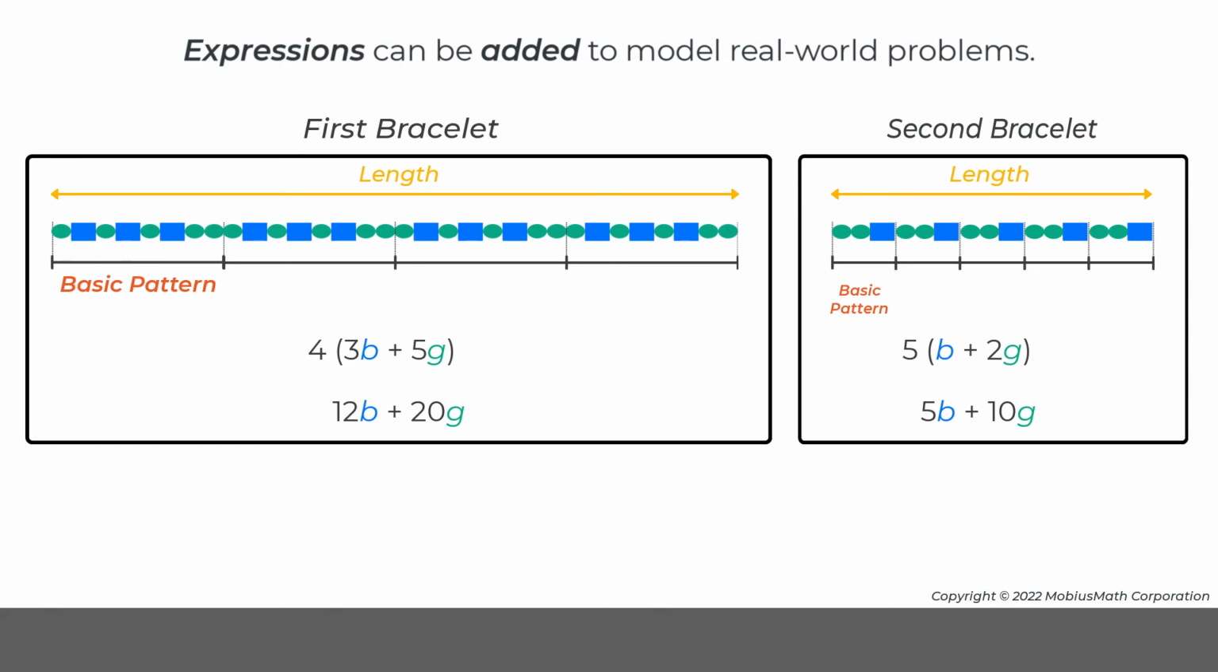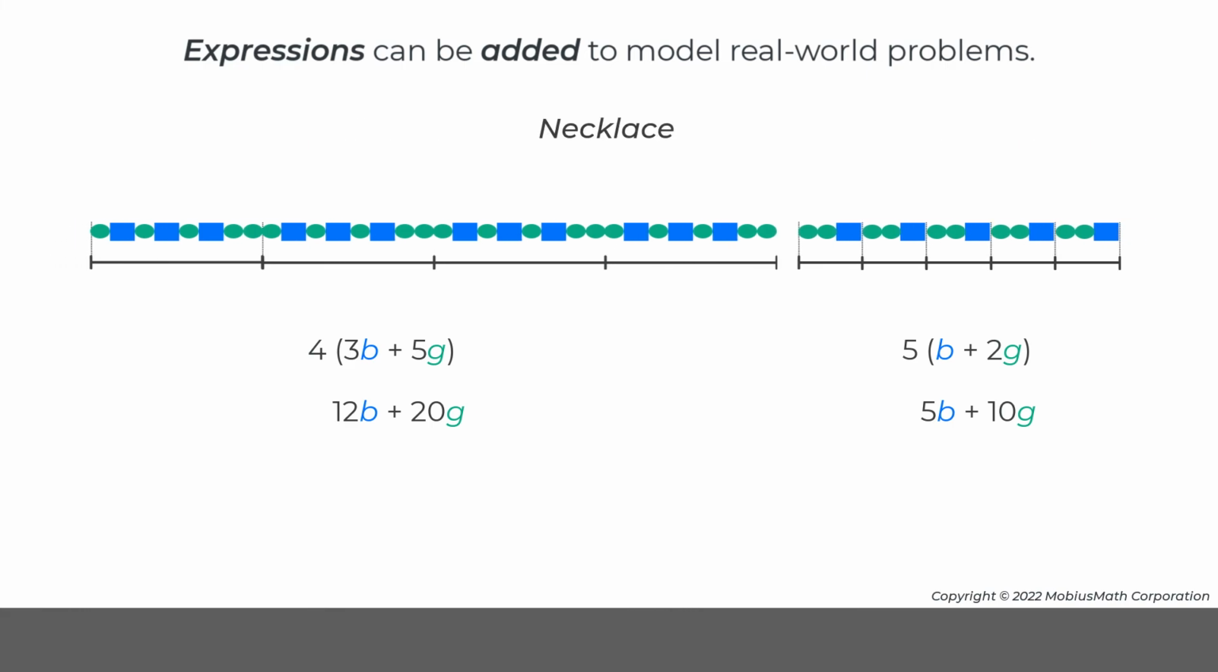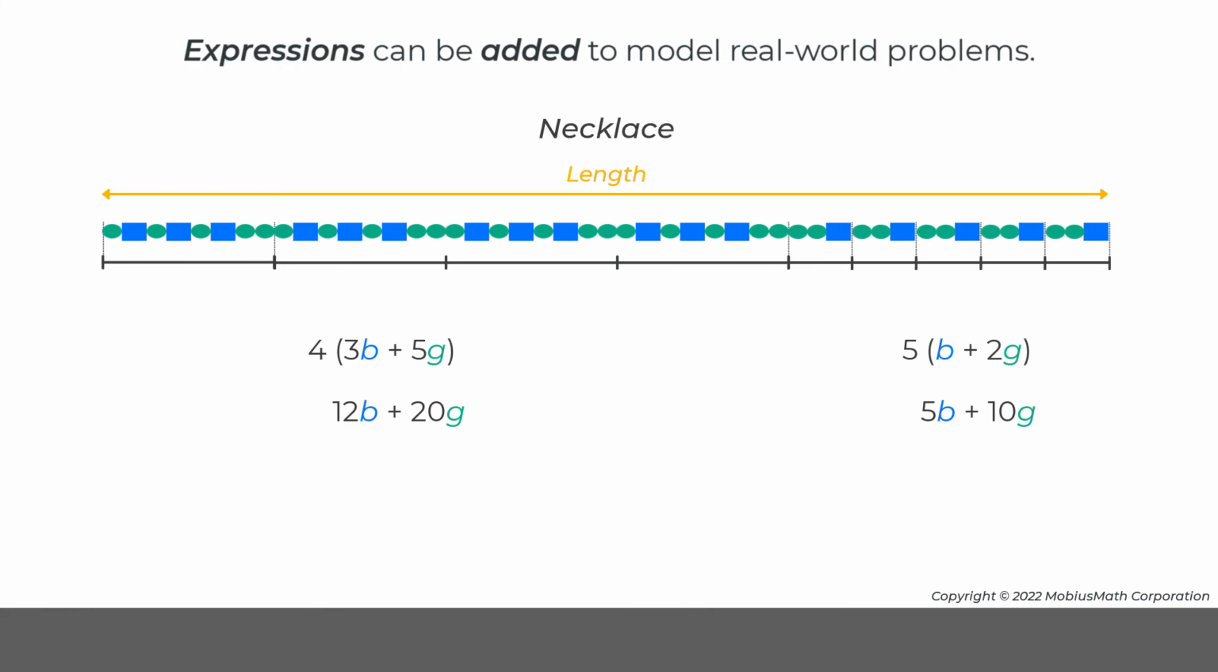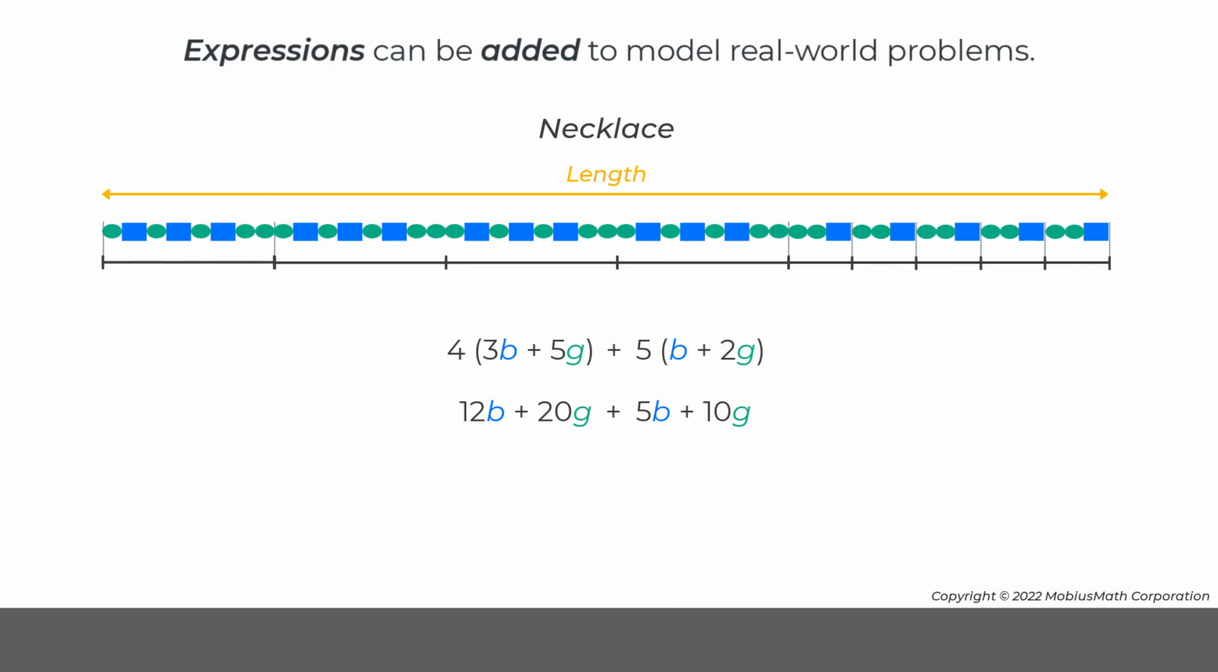Next, if the beads from the 2 bracelets are combined to make a necklace, the length of the necklace can be found by adding the expressions for each bracelet. Finally, the expression for the length of the necklace can be rewritten by collecting and combining like terms.